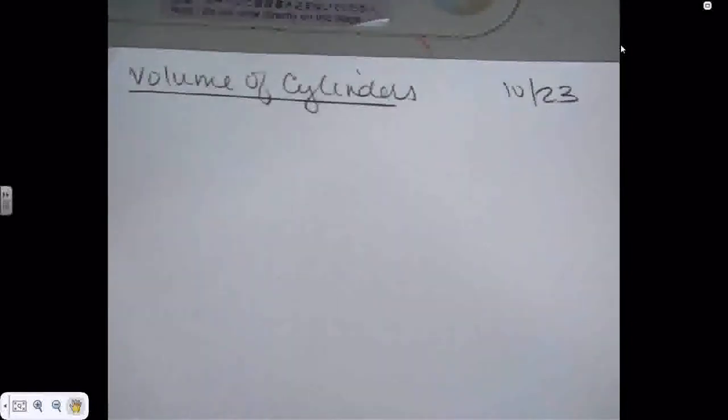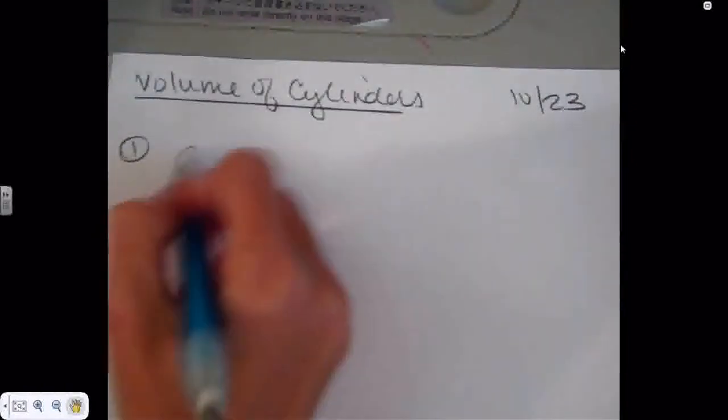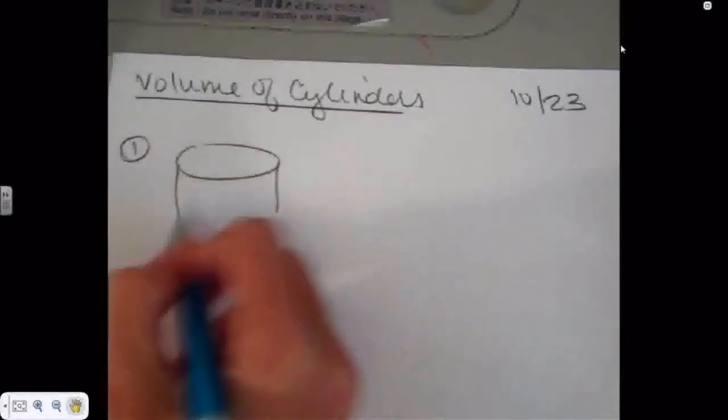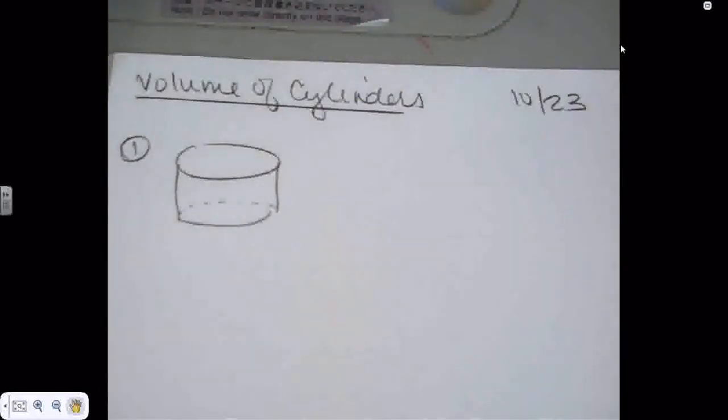Okay, volume of cylinders. You worked with volume last year. You did prisms and pyramids. And so we're taking it one step further and going to talk about cylinders. Okay, so first, I'm going to draw my cylinder. And hopefully you know what a cylinder is. Okay, it has two bases. They're circular.